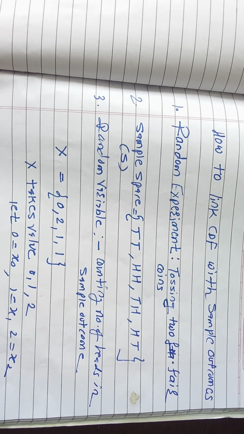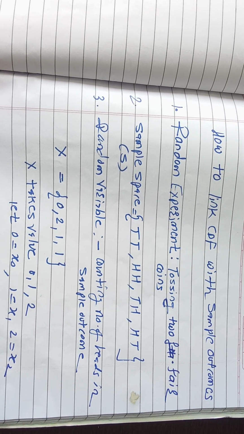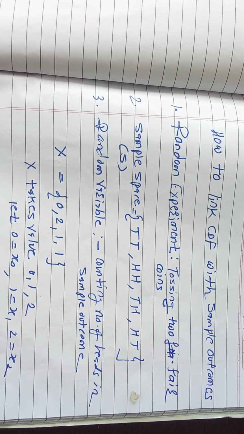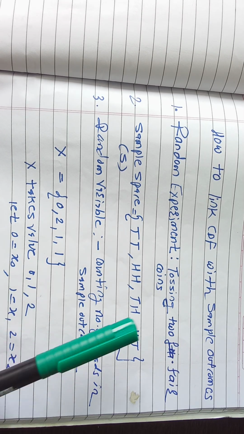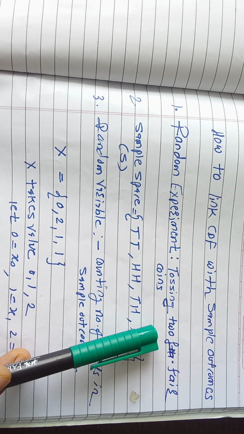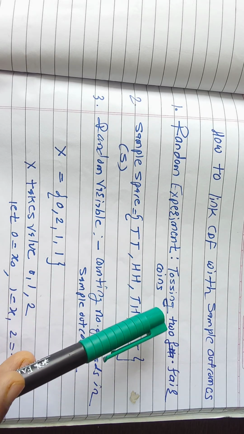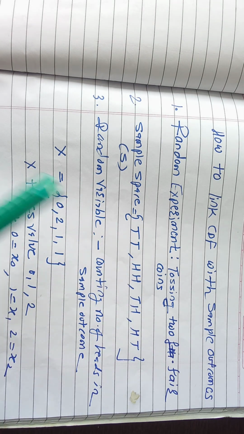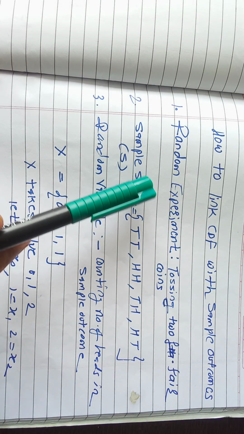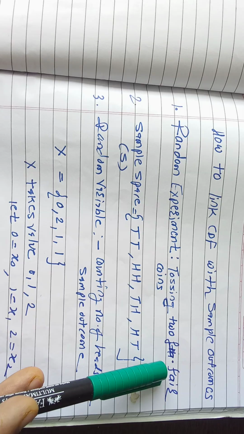Let us connect CDF with sample outcomes. So the first step in calculation of CDF is to see what the random experiment is. The random experiment we will take here is tossing two fair coins. Before solving CDF problems, you should first see what the random experiment is. We will take one example so that you get the flow of how to come to the CDF from the random experiment.